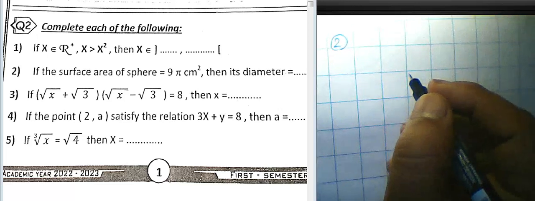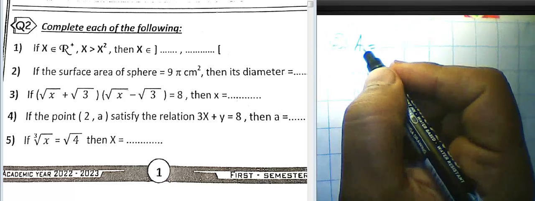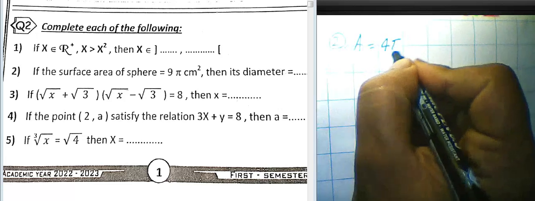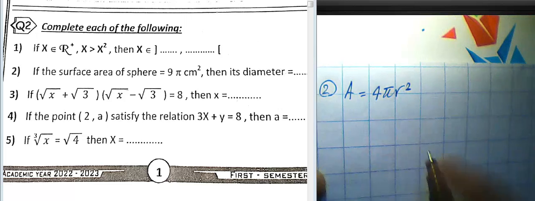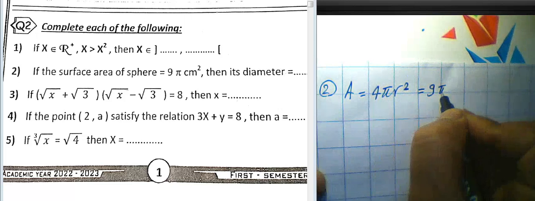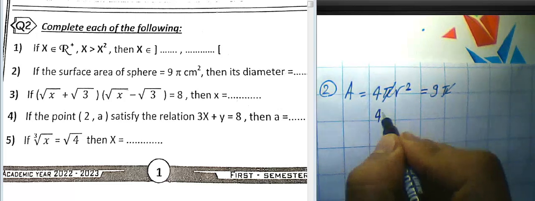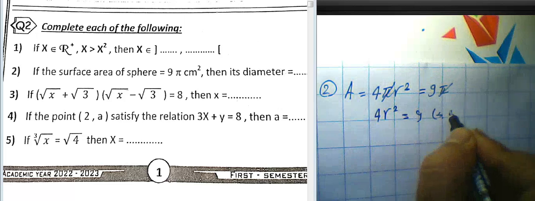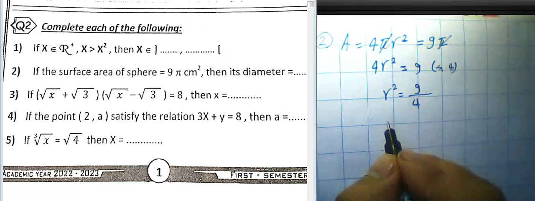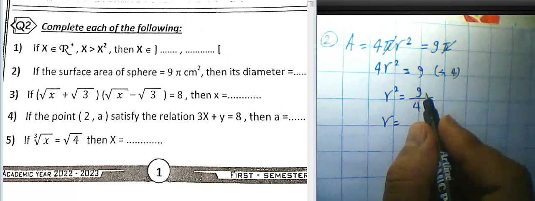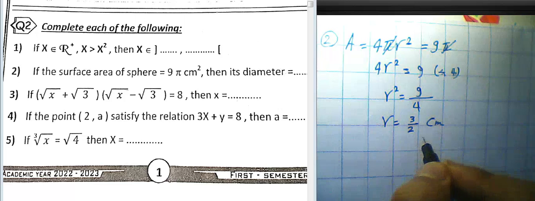If the surface area of a sphere equals 9 pi, then the diameter equals. We know the area of a sphere equals 4 pi r power 2. You must know this rule about the area of a sphere. He gives us the area equal 9 pi square centimeter. You can solve it by canceling pi with pi here and write 4r power 2 equals 9, and then divide by 4, then r power 2 equals 9 over 4. So we can write the square root of 9 and 4, it will be 3 over 2. Then the radius equals 3 over 2 centimeter, meaning 1.5.